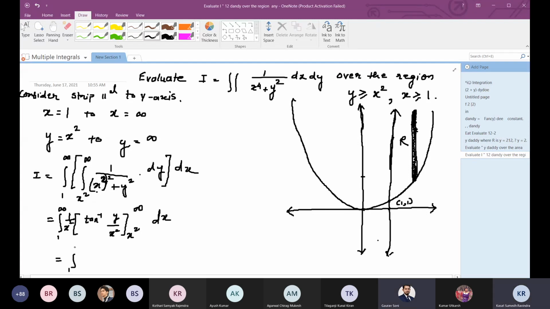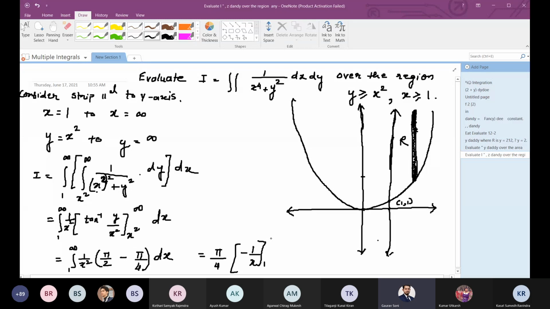So this is 1 to infinity, 1 upon x square in bracket. When you put the upper limit, tan inverse of infinity is pi by 2, minus, when you put x square, tan inverse of 1, which is pi by 4, dx. Pi by 2 minus pi by 4 is actually pi by 4. Integration of 1 upon x square is minus 1 by x, limits from 1 to infinity. You can see that at infinity, it is actually 0. Minus of 1, so the answer is pi by 4.